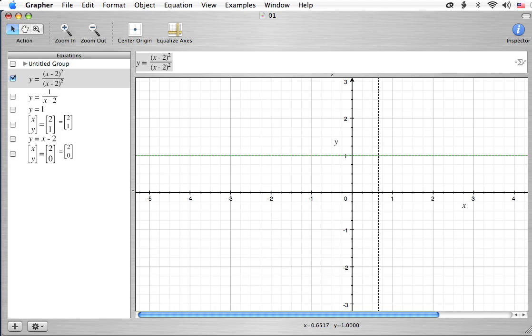Now, let me go over to x equals 2, and I just want to go over this point. I want you to listen. As I go over it, just listen for a second.